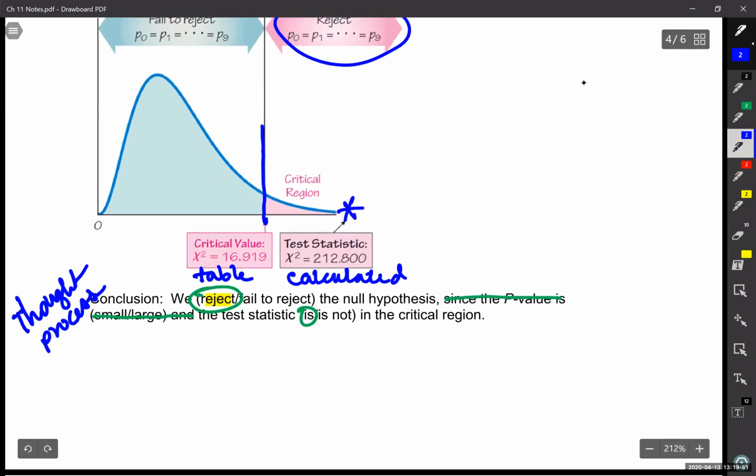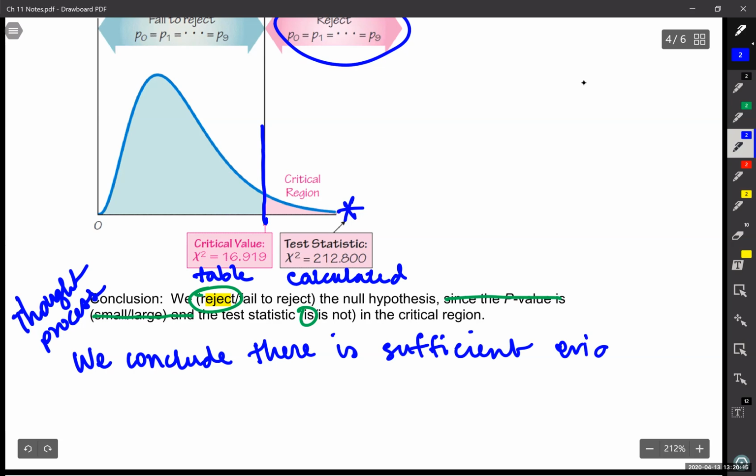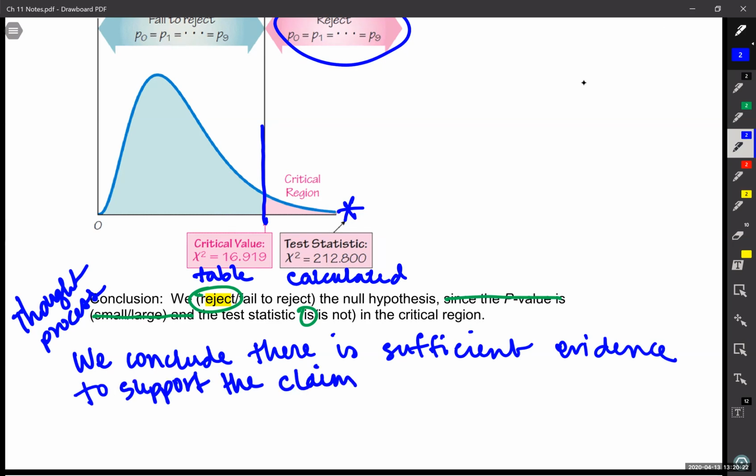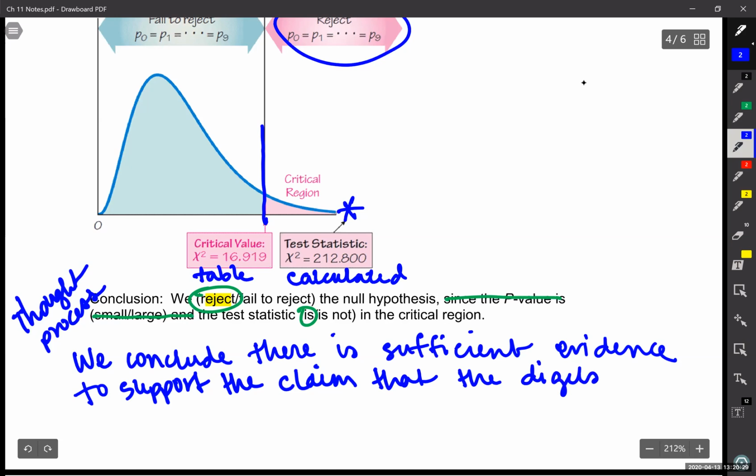But the actual conclusion, just like the previous chapters, we conclude there is sufficient evidence to support the claim, and then remember, what we're supporting is the alternative, and the claim is that the digits do not occur with the same frequency.